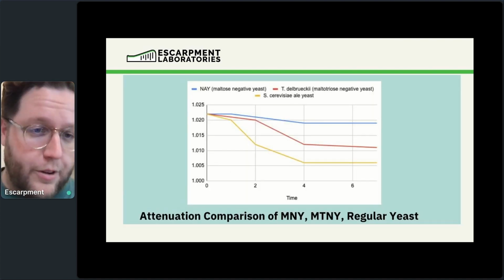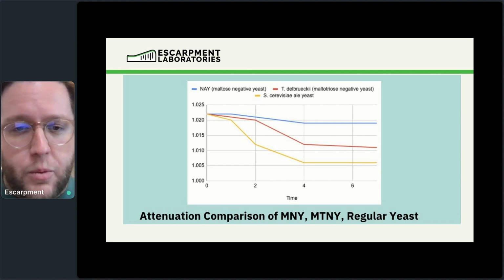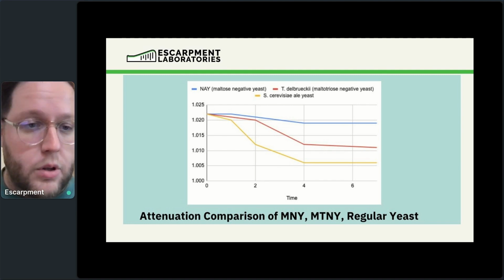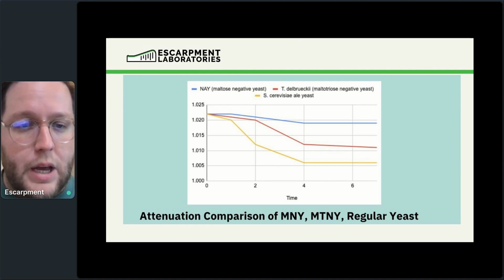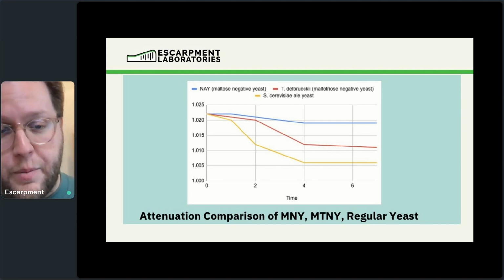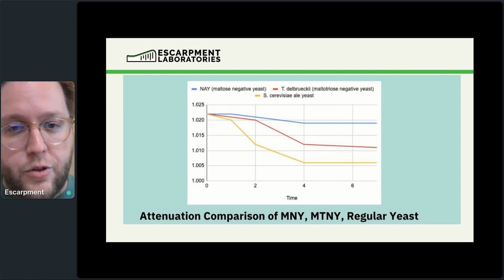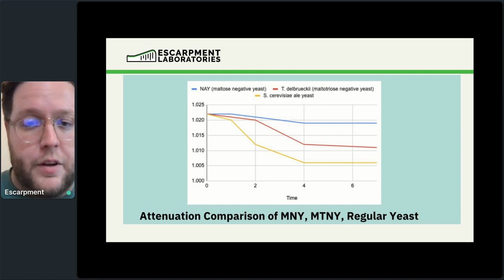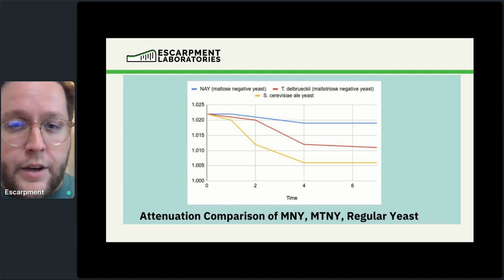So what does that look like in terms of an actual fermentation? Here's an example where we made a wort with low starting gravity, so a low strength wort, but also with a fairly high mash temperature to make it more dextrin rich, richer in unfermentables. And comparing a maltose negative yeast in the blue, that's our NAY, to a maltotriose negative yeast in the red.